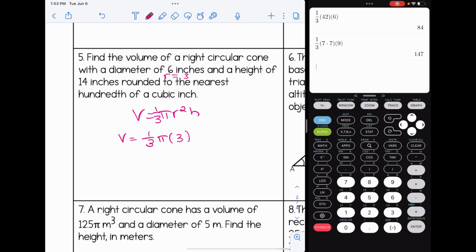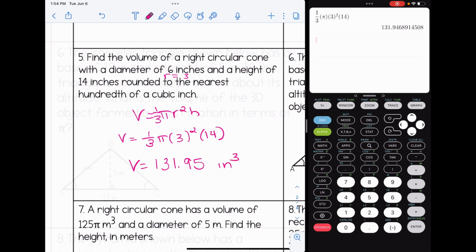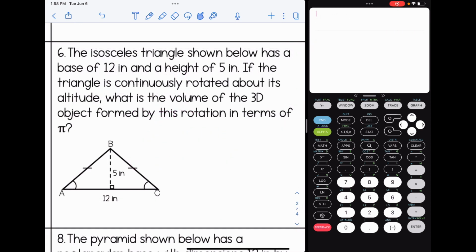The radius is 3, height is 14. We are putting pi in the calculator because it does not say in terms of pi. Anytime you're going to round, that's when you are going to put pi in the calculator. So 1/3 times pi times 3 squared times 14. And we're rounding to the nearest hundredth, so 2 places past the decimal. That gives me 131.95 cubic inches.